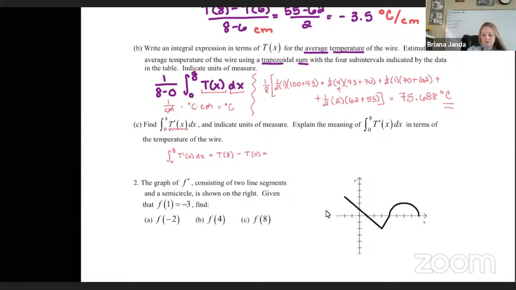T of 8 is 55. T of 0 is 100. And 55 minus 100 is negative 45 degrees Celsius.